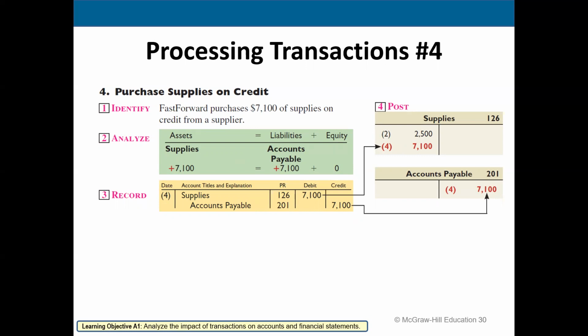So then I try to go through the rules and say, when an asset increases, that'll be a debit. And when a liability increases, that will be a credit. So I will debit supplies $7,100, and credit accounts payable $7,100. And then I can post those amounts, the debit to supplies and the credit to accounts payable, to their appropriate T accounts.